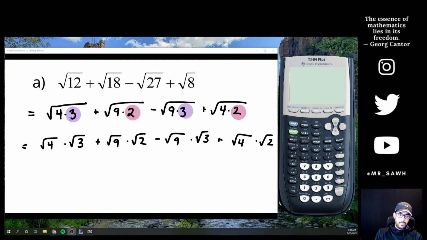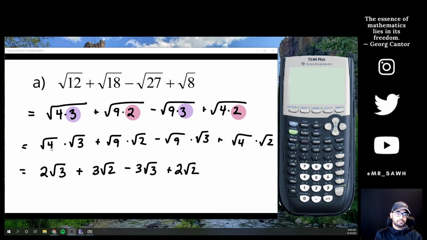There we go. Take the square root of anything you actually can. So we did this deliberately to have a perfect square. So 2 root 3 plus 3 root 2 minus 3 root 3 plus 2 root 2. So I made them all their mixed radical equivalents. And now you can see those 3's that I mentioned before. So there's the root 2's that will go together. And here are the root 3's that will go together.